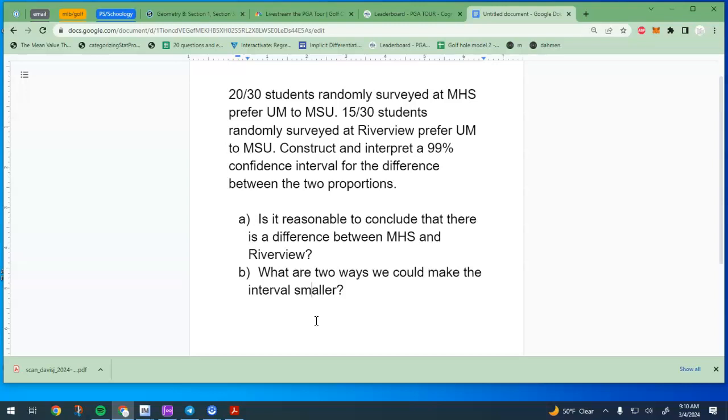So that's what I got for my interval. And make sure you look at the 2 follow-up questions also.